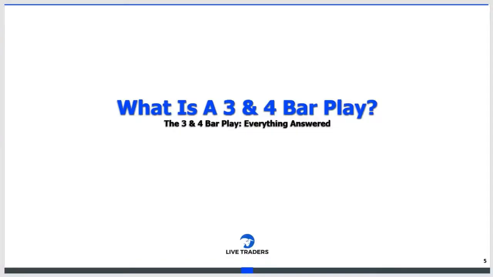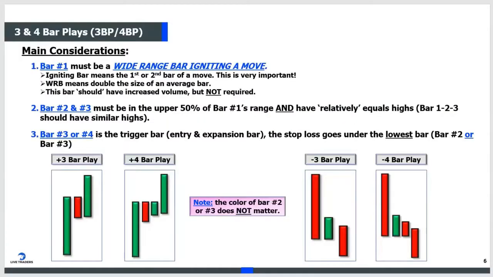What is a 3 and 4 bar play? Okay, what is this pattern that's been talked about so much? This next slide is directly out of PTS. Remember I said there's about 5 or 10 slides out of 525 that are directly out of the course book? This is one of them.